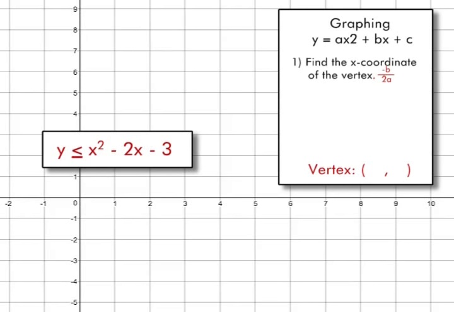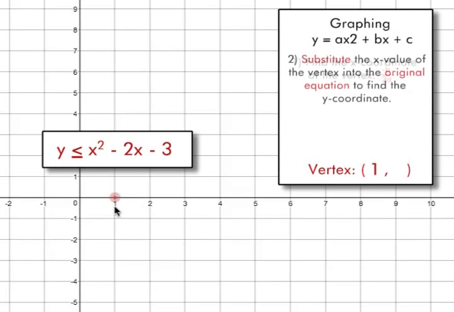So if you'll recall, the x-coordinate of the vertex is going to be at negative b, or I should say the opposite of b, over 2a. So I really need to identify a, b, and c from this equation. A is going to be 1, b is negative 2, and c is negative 3. So the x coordinate of my vertex is going to be the opposite of negative 2 divided by 2 times 1. Well, the opposite of negative 2 is, of course, positive 2. 2 divided by 2 is positive 1. So the x-coordinate of my vertex is 1.